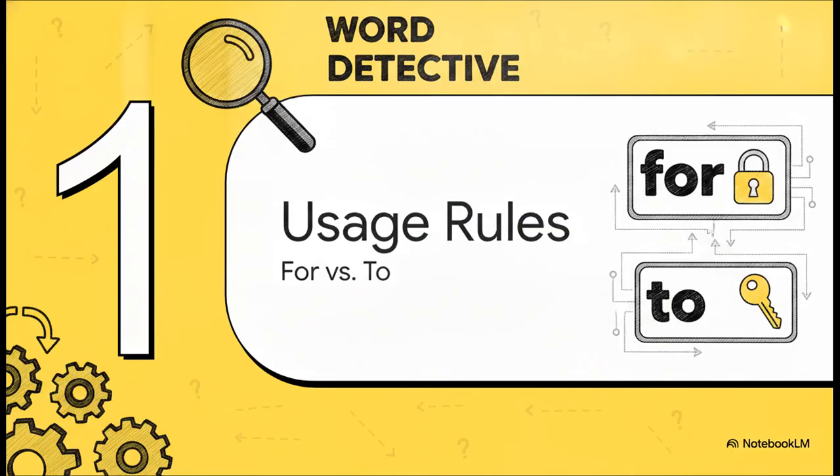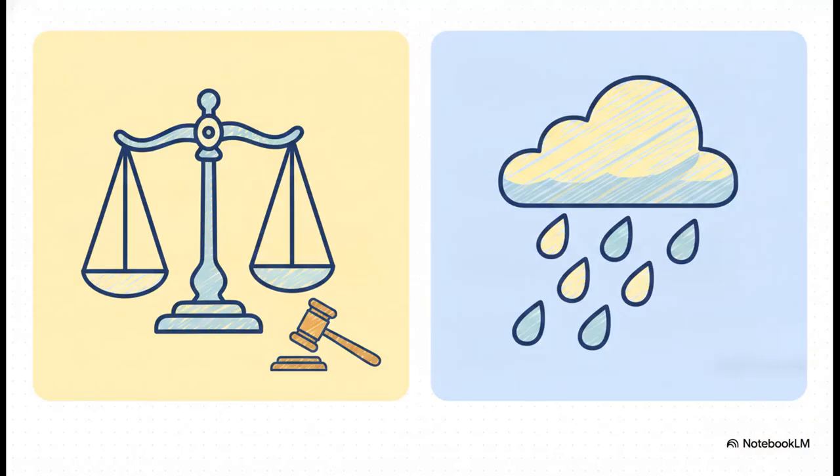Word detective. Usage rules. Cracking the code of "for" versus "to." Okay, what's genuinely fascinating about this word is that there's a clear binary split. How do you know instantly which definition an author actually means? Well, there's a built-in grammatical cheat code. Just look closely at the preposition. When liable is followed by for, it almost always points to being legally responsible. You are liable for the damages. But when it pairs with to, it signals that everyday meaning of being likely to happen. It's liable to rain.